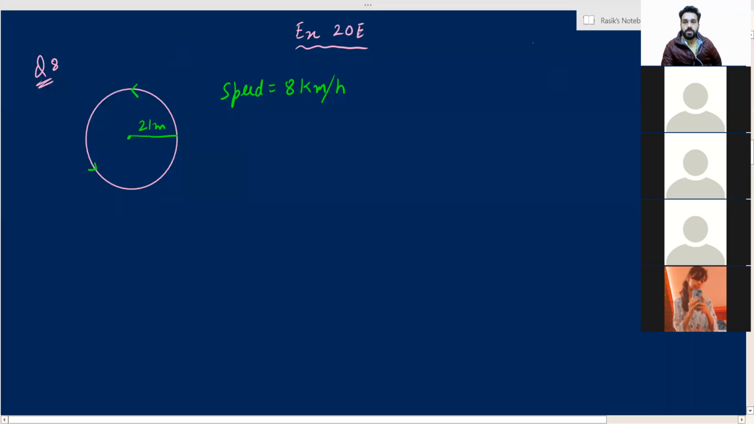Time is equal to distance upon speed. Speed is equal to distance upon time. Distance is equal to speed into time.